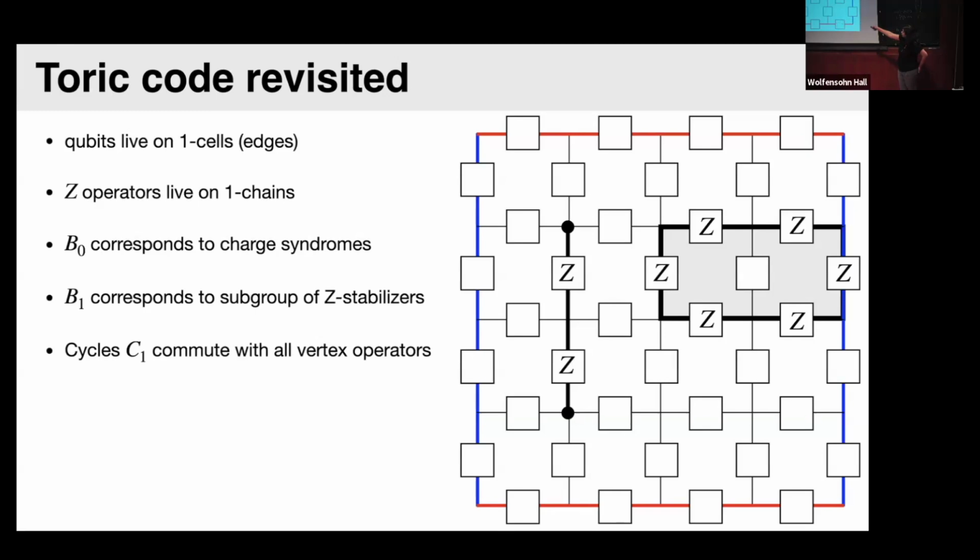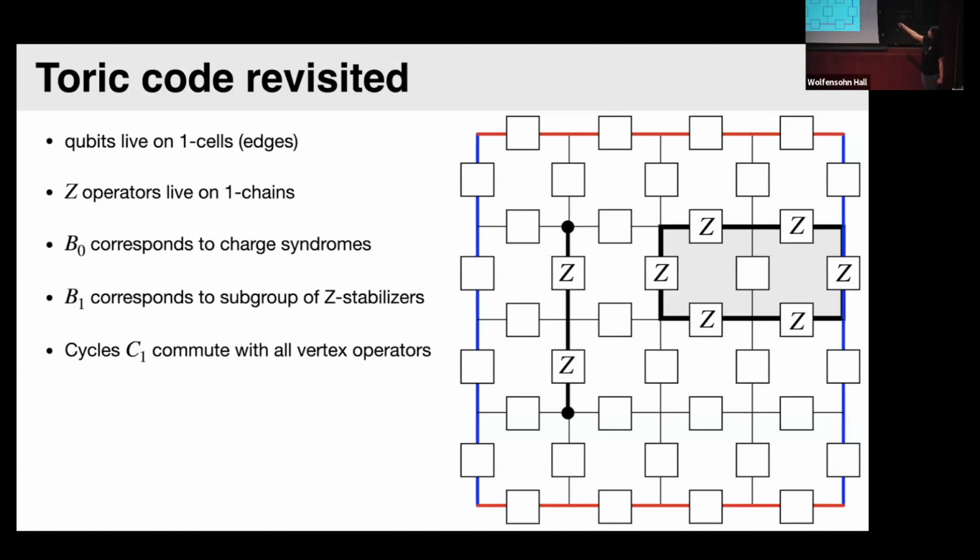These are vertex operators, which are the boundaries of 1 chains, and those correspond to charge syndromes in the toric code. B1 is 1 chains which are boundaries. So these are all collections of edges which are obtained as the boundaries of plaquettes. So you can see that this is the subgroup generated by all the Z stabilizers, okay?